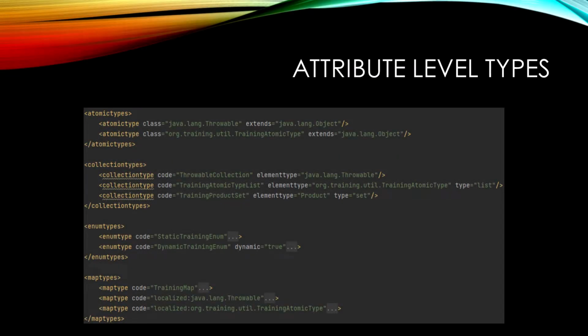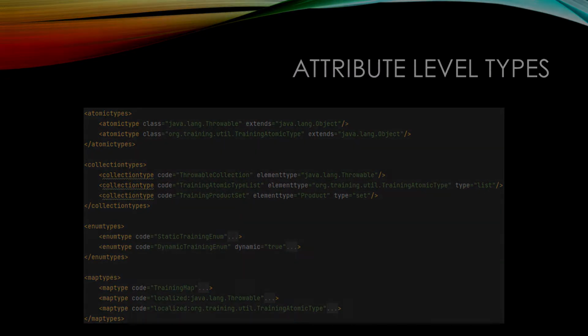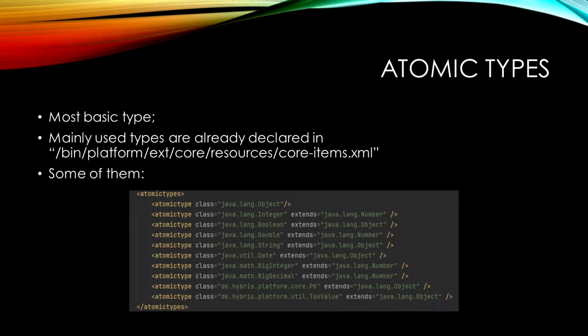Here you can see an example of the attribute level types. Atomic type is the most basic type. Needed atomics are already defined in the core extension, and here they are: Java object, wrappers, string, date, big int, and a few Hybris core types.